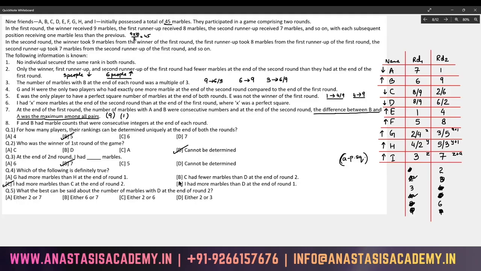For peace of mind, let's also check D. I had more marbles than D at the end of round 1. At the end of round 1, I had 3 marbles. D had 8 or 9. So this is not correct either. And the last question: what can be best said about the number of marbles with D at the end of round 2? At the end of round 2, D gets either 6 marbles or 2 marbles. Therefore, option C is the right answer. And that is the entirety of this question.